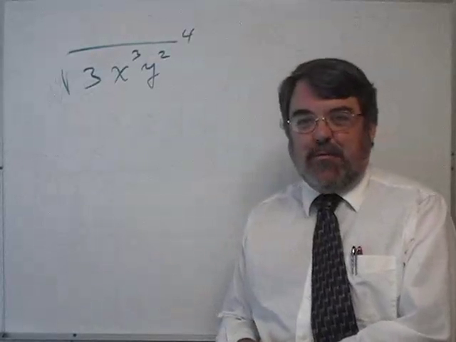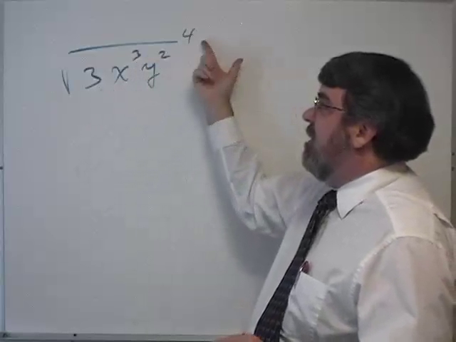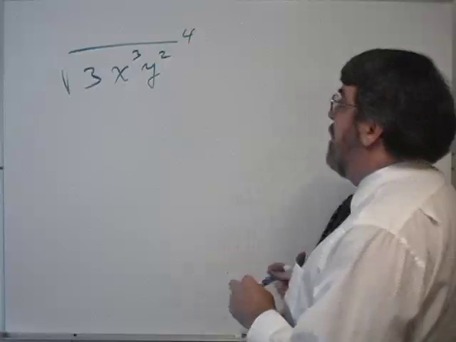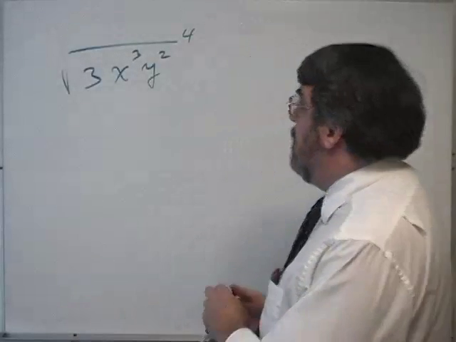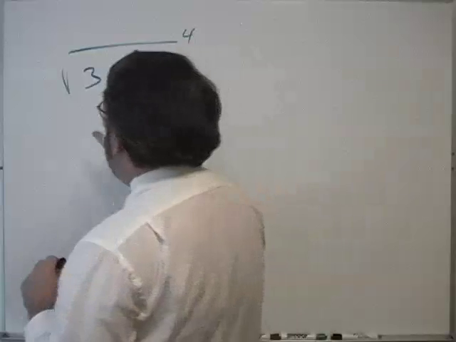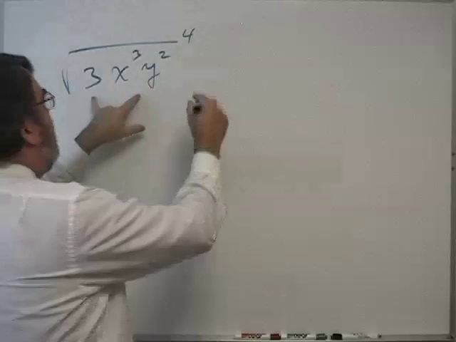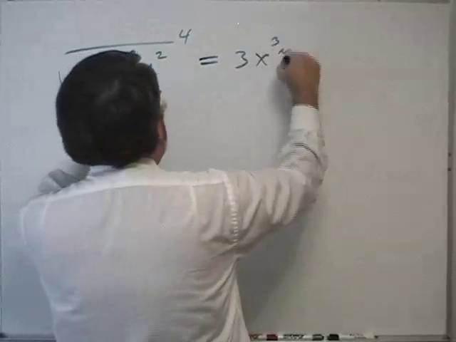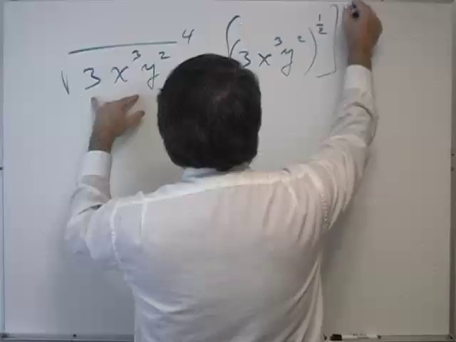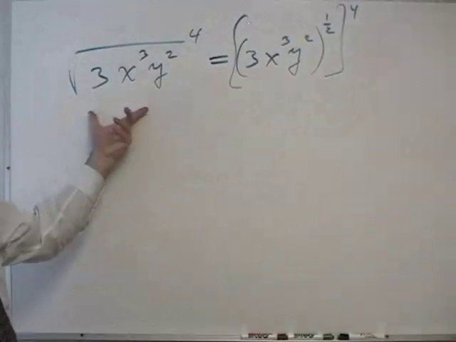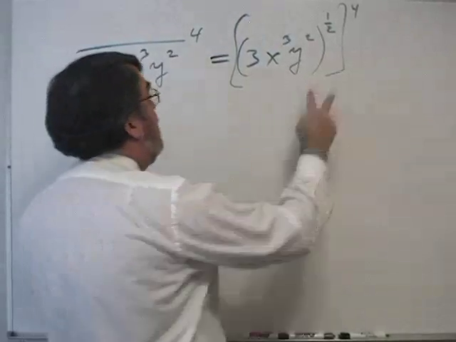Our next example is the square root of 3x to the 3rd power, y squared, and everything is raised to the 4th power. So what happens when you raise a square root to the 4th power? Well, let's see. I'm going to interpret this with a fractional power. So we have 3x to the 3rd, y squared, to the 1/2 power, and then all of that is raised to the 4th power. So I changed the square root into 1/2 power. And now we're going to multiply our exponents up here to simplify.